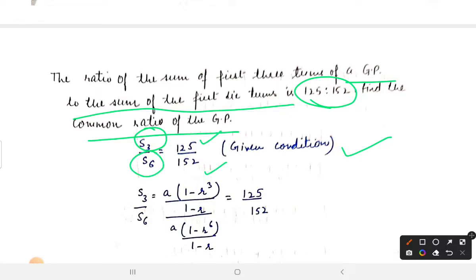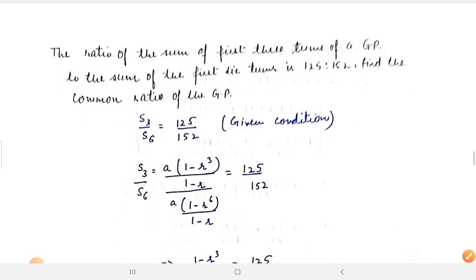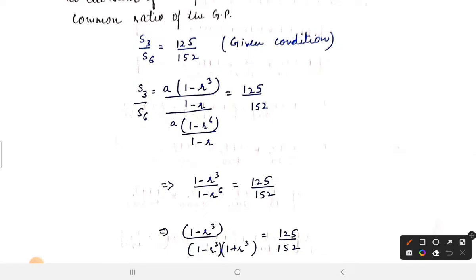So apply the formula. What is the sum of the first 3 terms? a(1 minus r cube) upon 1 minus r, and S6 is a(1 minus r to the power 6) upon 1 minus r, equal to 125 upon 152. Here we assume that the common ratio is less than 1. So we have applied this formula. Next, a cancels with a, and 1 minus r cancels with 1 minus r. So we have (1 minus r cube) upon (1 minus r to the power 6) equal to 125 upon 152.